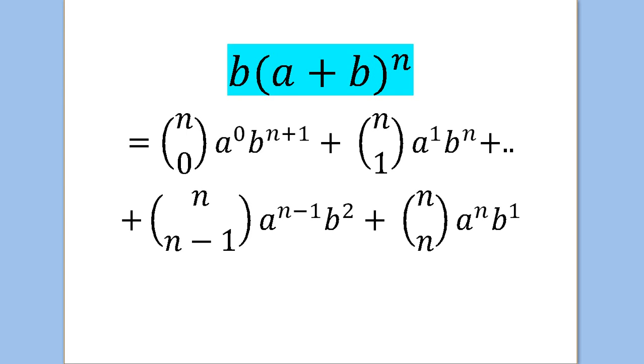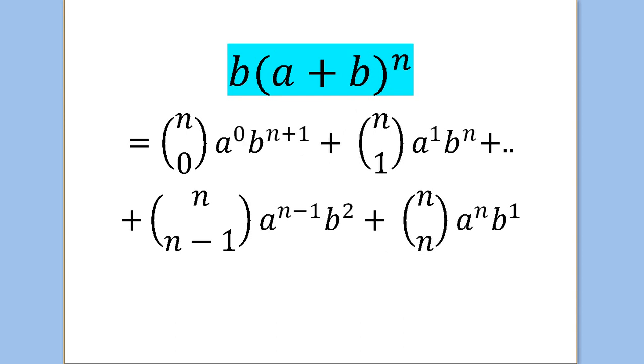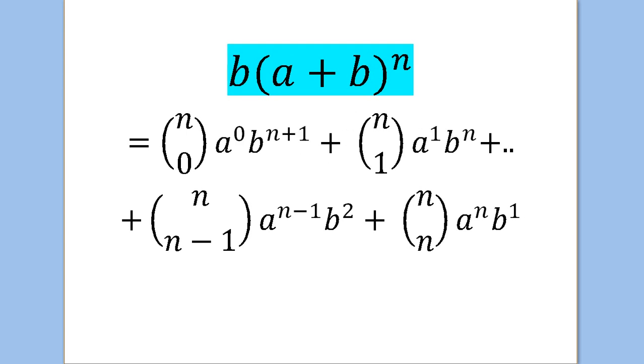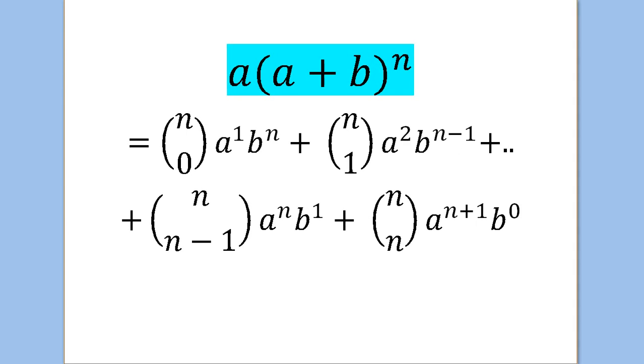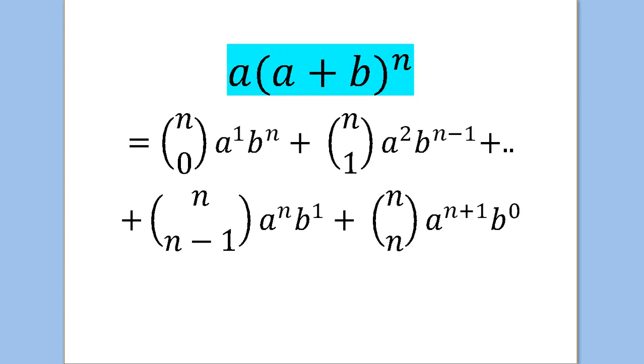So have a look over that for a second. So there's our a times (a + b)^n. And there's our b times (a + b)^n. And you'll notice that all the a's have a power, all the b's have a power. So now what we're going to do is gather the common ones together. So we only have one a^1, b^n. Sorry, we have two of those. We have two a^1, b^n's.